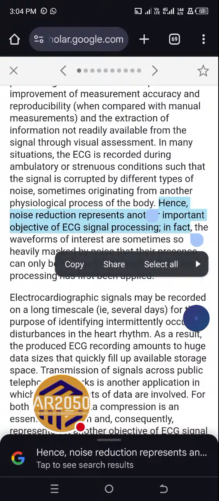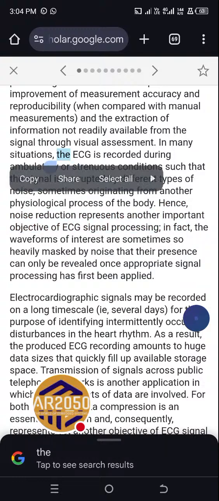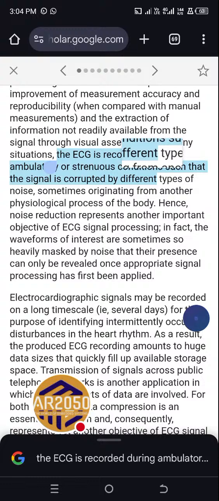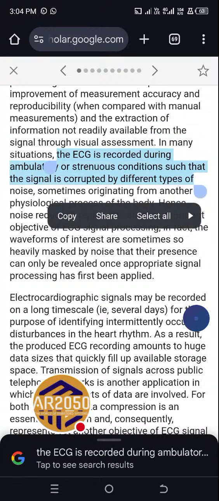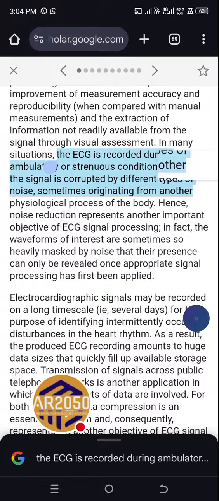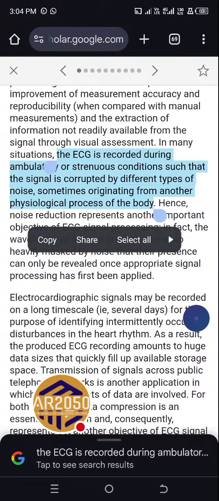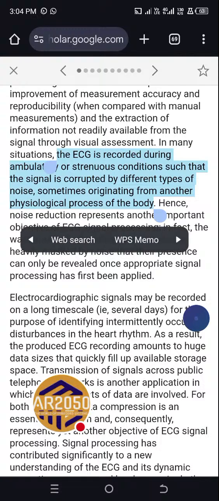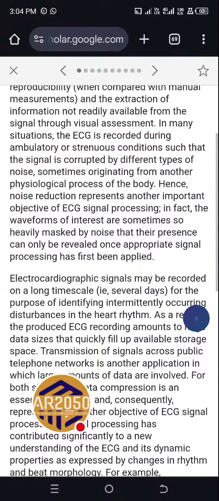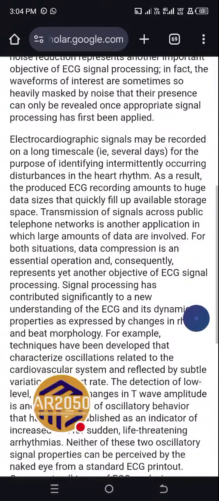So the ECG is recorded under such conditions that the signal is corrupted by different types of noise, sometimes originating from another physiological process of the body. There are different kinds of noises in the ECG, so we need to process it.